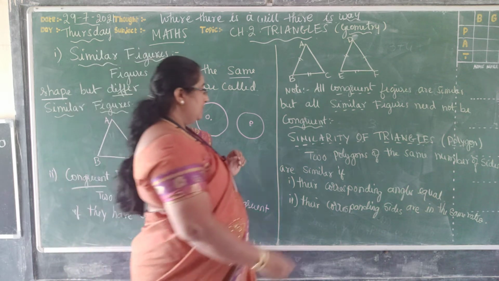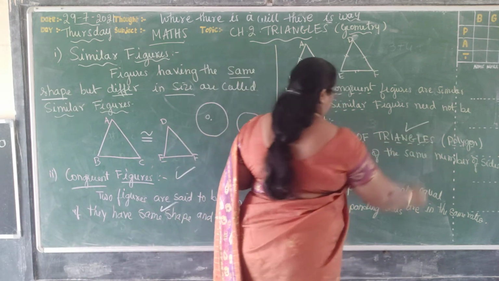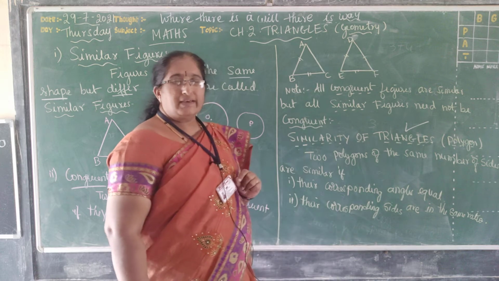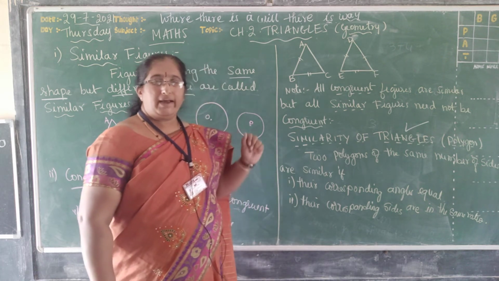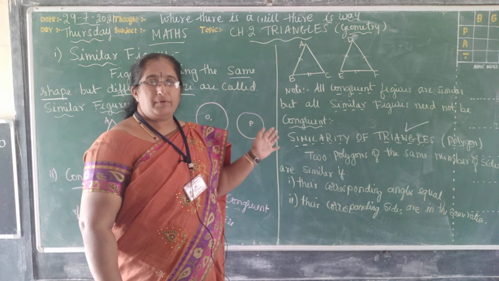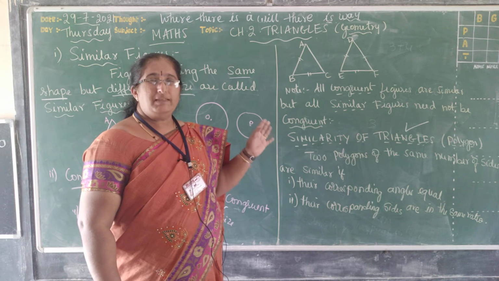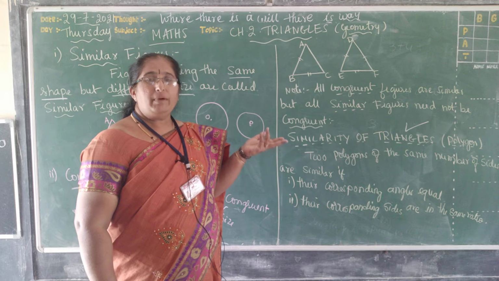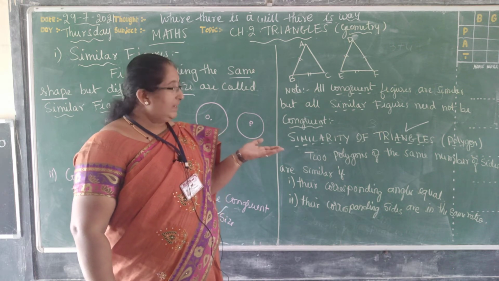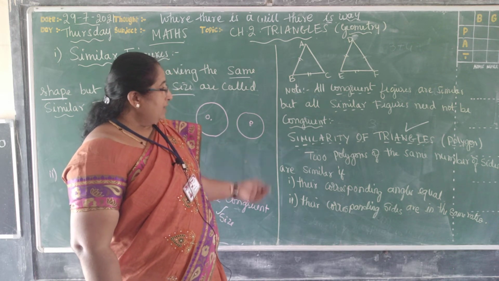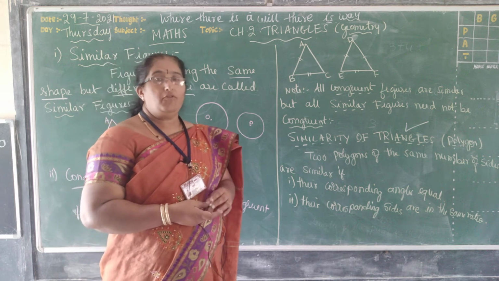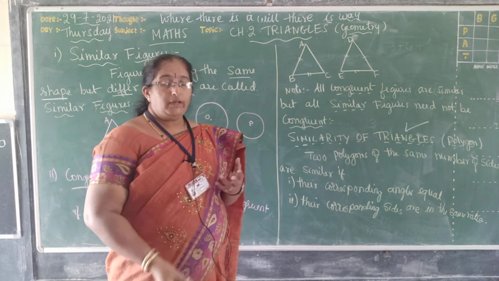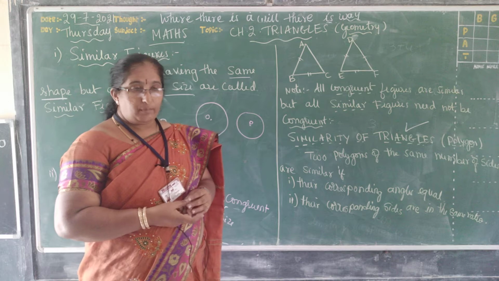Now let us define the similarity of triangles. Can we define the similarity of triangles just by seeing the shape? Not possible. Sometimes they look similar, but the angle of inclination may be different. So, to define the similarity of any polygon, let us once again recall what a polygon is.